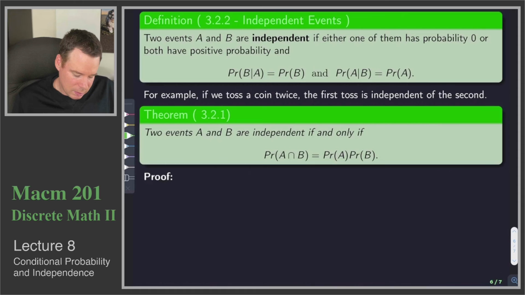It turns out that these two equations, if either one of them is true, the other one is true. So if one is true, so is the other. And the reason is if the probability of B given A is equal to the probability of B, then the other equation has to be true as well.